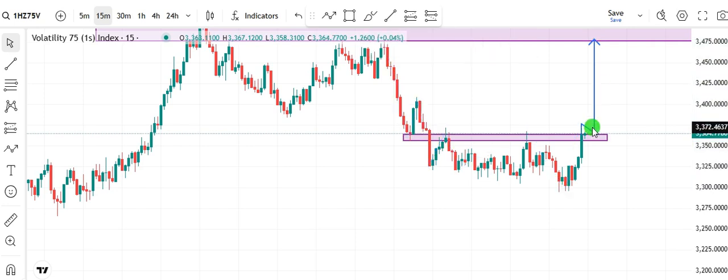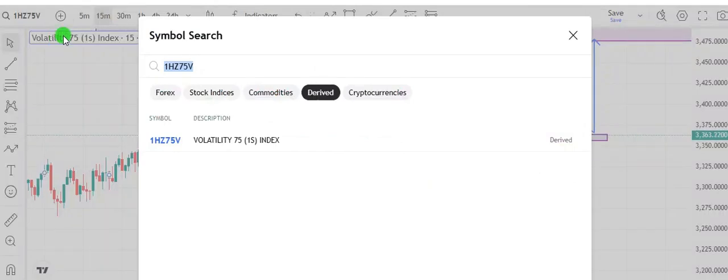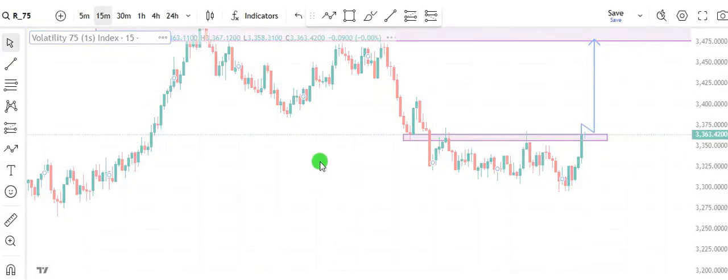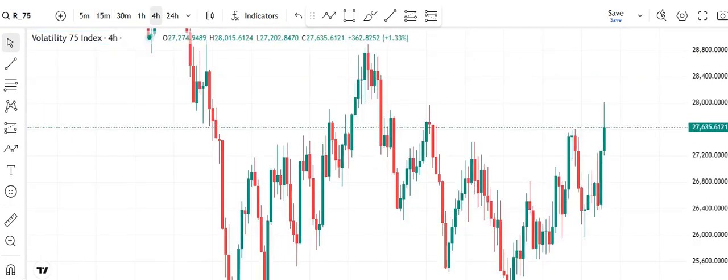All right, so then let's go to the next one, which is Volatility 75. Okay, so this is a visualization. All right, so let's mark the zones here.